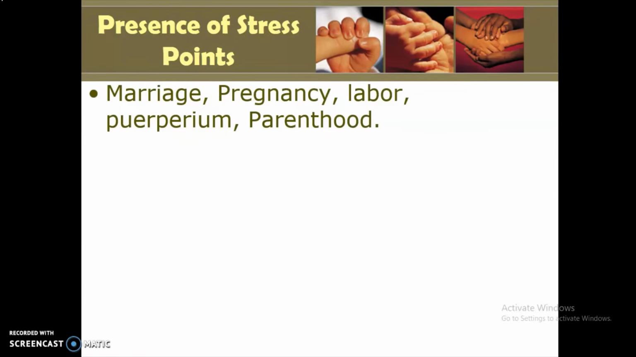Number one is marriage, then followed by pregnancy, labor, puerperium, and parenthood. So these are basically developmental changes that will bring about stressful situations to the family members or to the entire family. Like for example, pag nabuntis, that would mean an additional expense for the family. Marriage is an example of stress point because one member of the family, particularly the woman, will need to move out of the home or her family to go with the husband. So nagkakaroon ng stressful situation kasi magkakaroon ng sudden changes sa nakagawian.